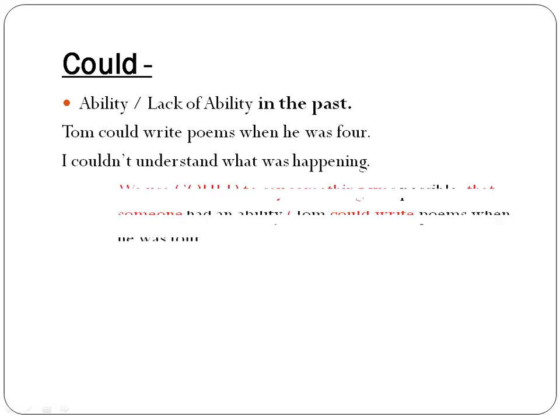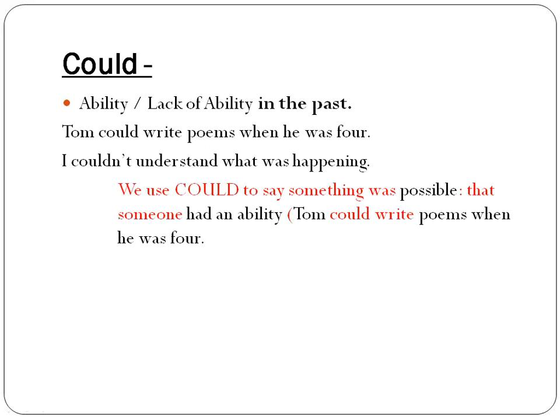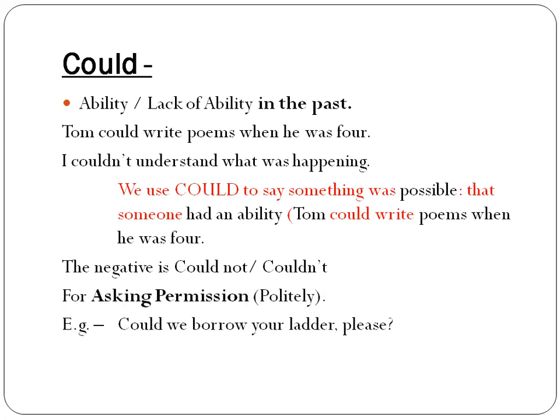So what have you understood? We have understood that we use could to say something was possible, that someone had an ability in the past. And the negative form of could is could not or couldn't. Could is also used for asking permission, but that is used for polite asking. For example, could I borrow your ladder please? Could often sounds more polite and formal than can.